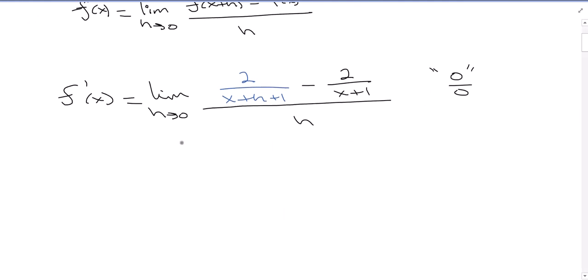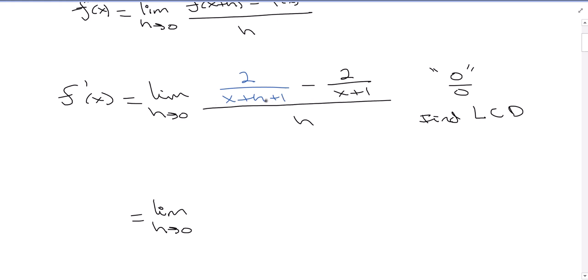So what is the algebra that we get to do? Well, we have fractions, so the algebra will be to get a common denominator. So find the least common denominator. It looks like x plus h plus 1 and x plus 1. Remember, h is another number. If h was, let's make it a whole number, if h was 3, for example, this will be x plus 3 plus 1, so x plus 4, and that's x plus 1. So there are different quantities.